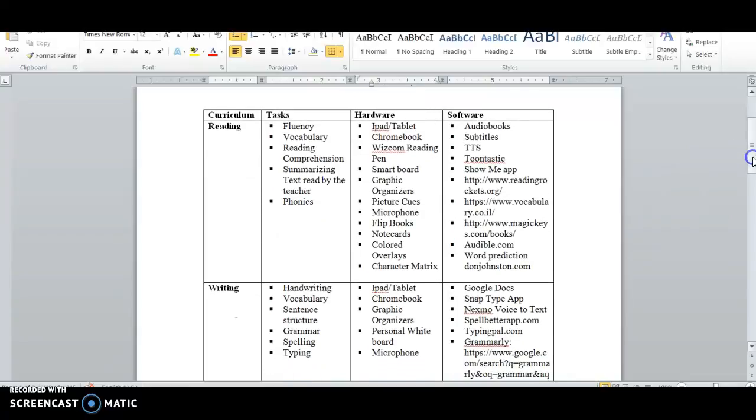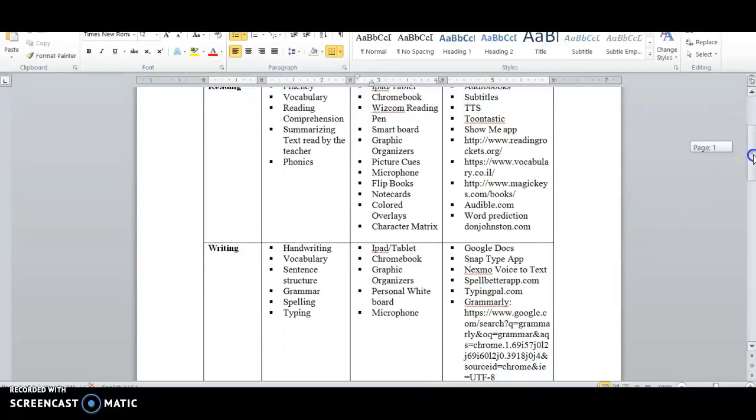So some of the hardware that I thought that we would use when reading is microphones, picture cues, like graphic organizers, smartboards. This WisCom reading pen is really interesting. It lets the students highlight over the words, and then it will read it to them like text to speech, or it will define words also.